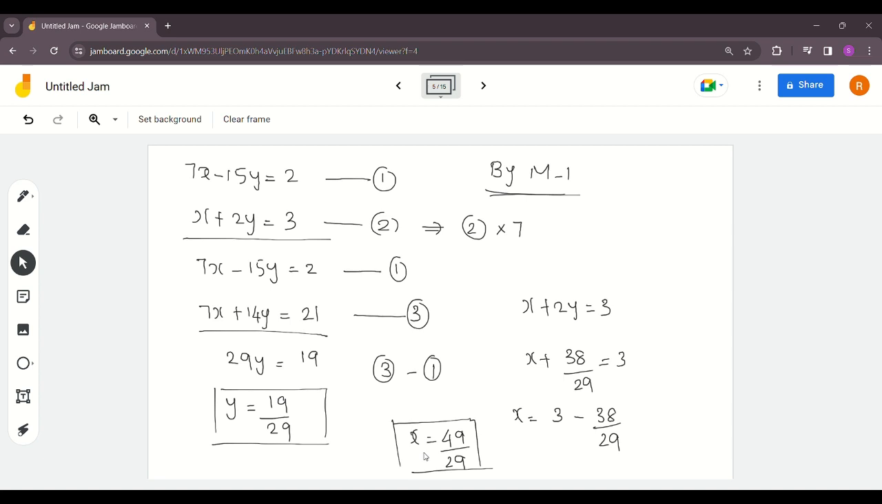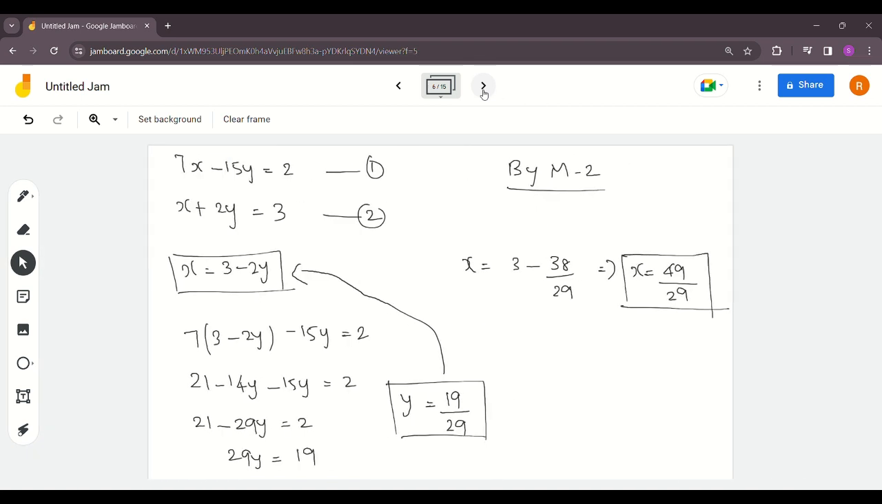So the correct solution is x is equal to 49 by 29 and y is equal to 19 by 29. There is also one more method, which is substitution. We are going to see how the problem can be solved using the substitution method. Elimination is a lot easier than substitution, and a lot of people prefer it, but if they ask you to solve using the substitution method, then you have to use substitution. Okay, 7x minus 15y equal to 2, x plus 2y equal to 3.